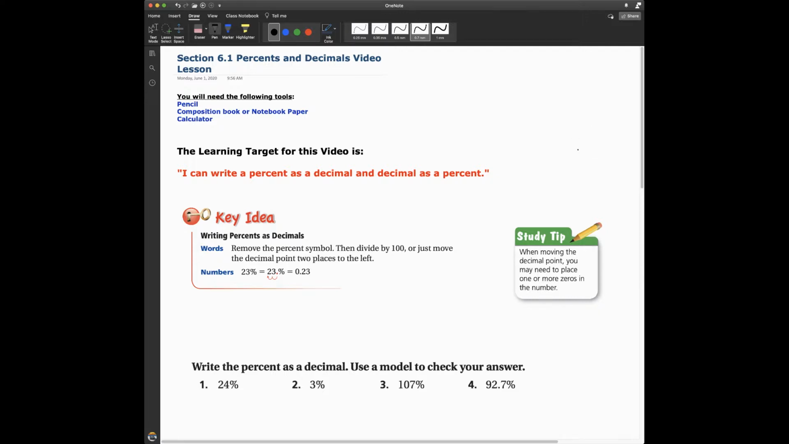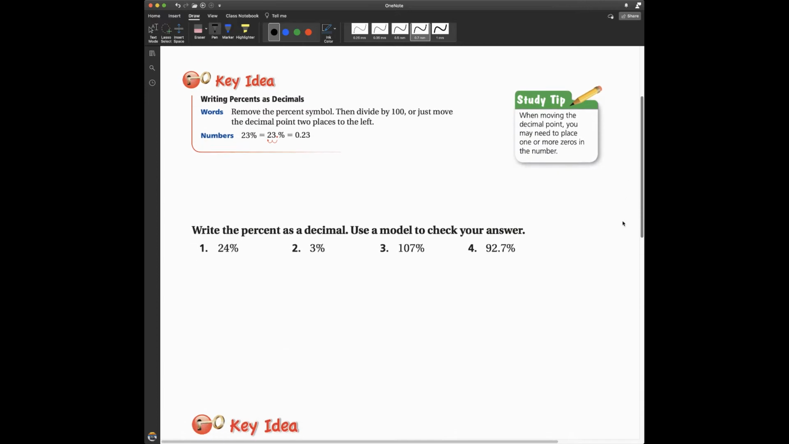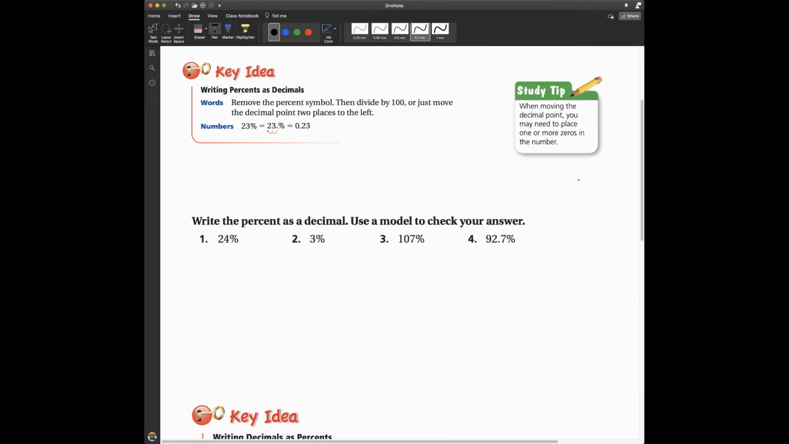The learning target for this video is: I can write a percent as a decimal and a decimal as a percent. So basically, we're just going to be going back and forth. In sixth grade, you learned how to write percents as decimals. You basically took the percent, removed the percent symbol, and divided by 100. Now we're adding something to that, and this is what I want you to focus on: just move the decimal place 2 places to the left.